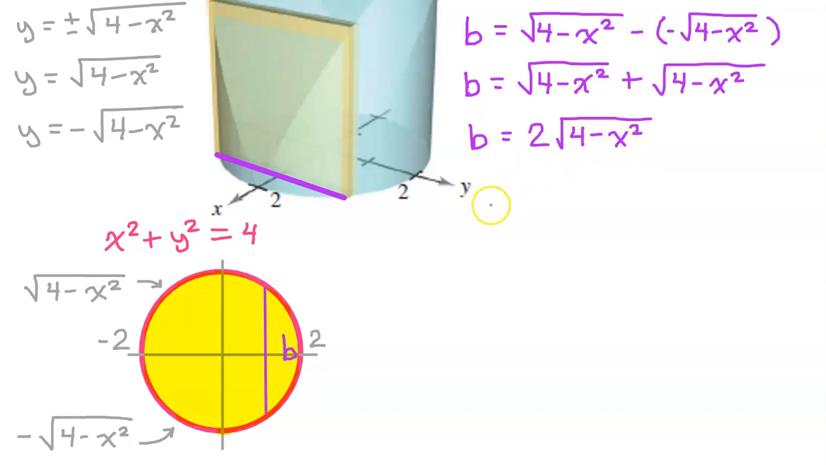That's step 1. Step 2 is to write an expression for the area of each slice. Keep in mind this is a square. If the base is b, then the area will be b squared. So let's take our b and square it.